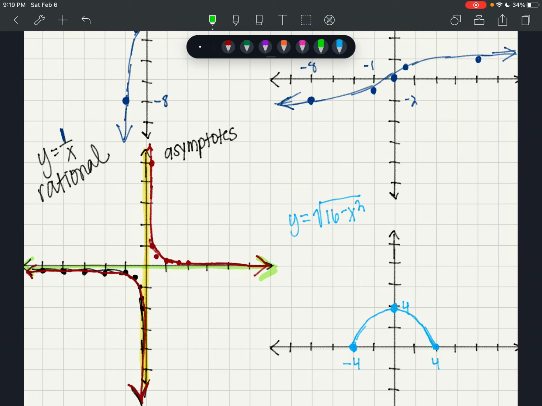If I had y equals the square root of 25 minus x squared, that radius would be 5. So you'd go center at 0, 0, and you'd go out 5. And if I wanted a radius of 6, it would be 36 minus x squared. And so on and so forth. So this is a semicircle with a radius equal to 4.